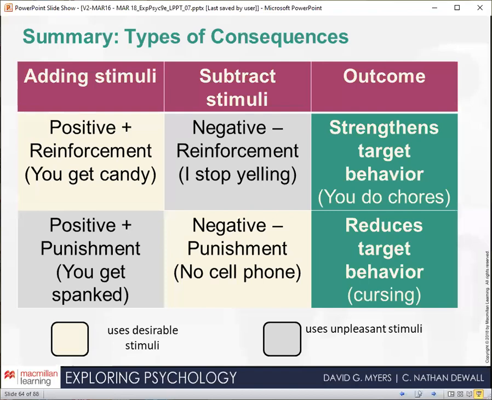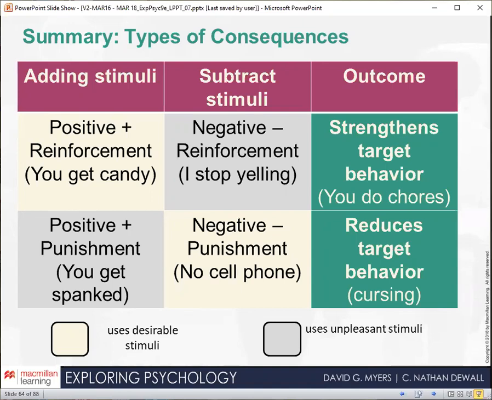Now you can see there's slightly different shadings in these adding and subtracting. The key thing is that you're using desirable stimuli for positive reinforcement, okay, and you're removing desirable stimuli in negative punishment. So your cell phone gets taken away. When it comes to adding unpleasant stimuli in positive punishment, you get spanked, and you're adding the unpleasant stimulus. And subtracting the stimuli, you have negative reinforcement. You'll stop yelling. Okay, so basically, you take away the yelling, the unpleasant stimuli.